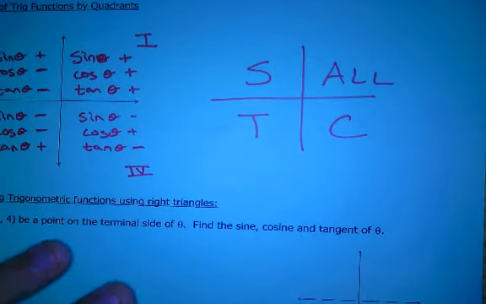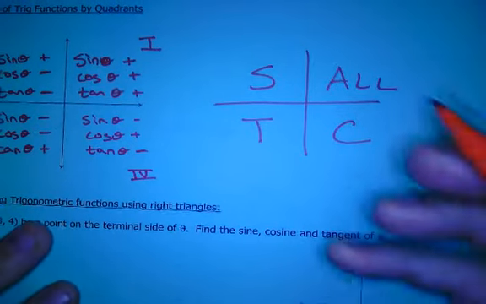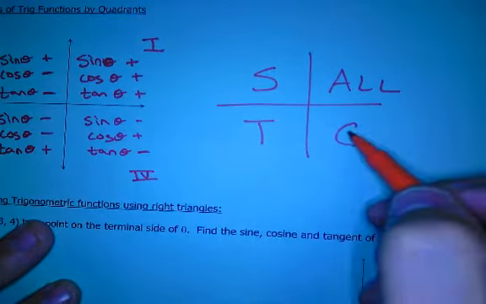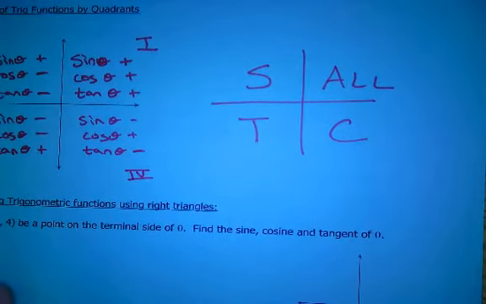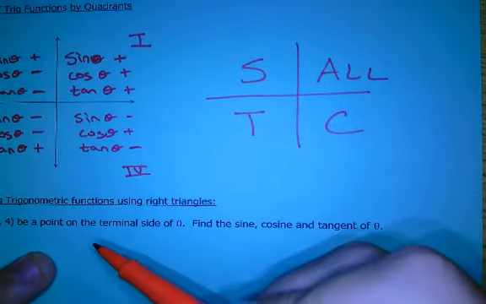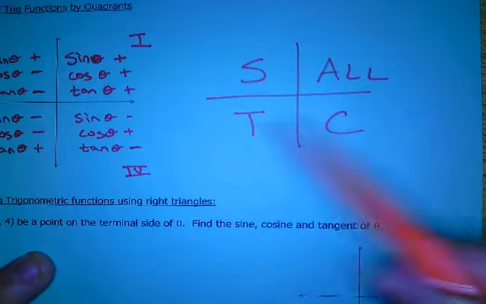When I was learning about this, my Algebra 2 teacher, when we learned about which ones were positive, he was a farmer. So you know what he told us? All students tip cows. It's very mean, but I actually remember it from that. If that's offensive to you, you can just do all students take calculus.